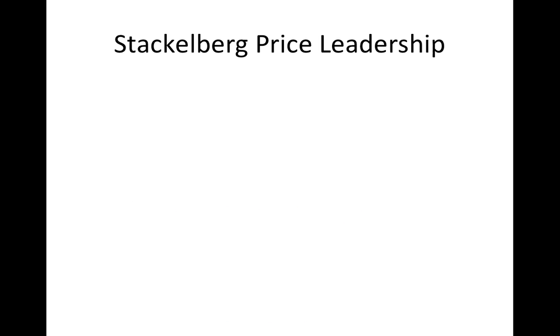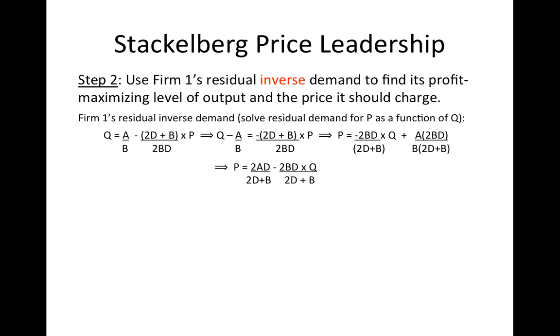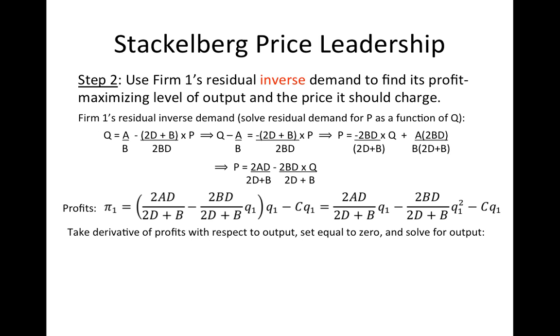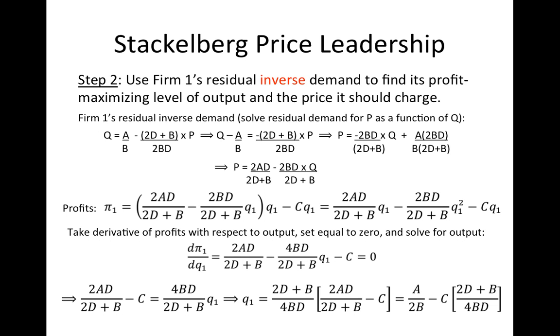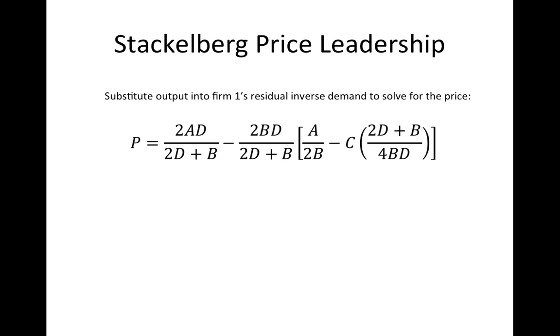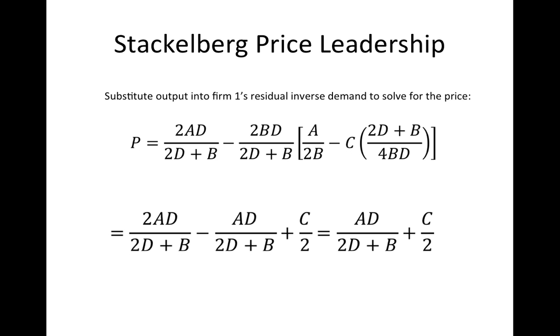Now we can solve for firm 1's profit maximizing level of output and the price it should charge using its residual inverse demand curve. We will start by finding firm 1's profits, which are total revenues minus total costs. We then take the derivative of profits with respect to output, set equal to 0, and solve for the output level. Finally, plug this output level into firm 1's residual inverse demand to find the price that it will charge.